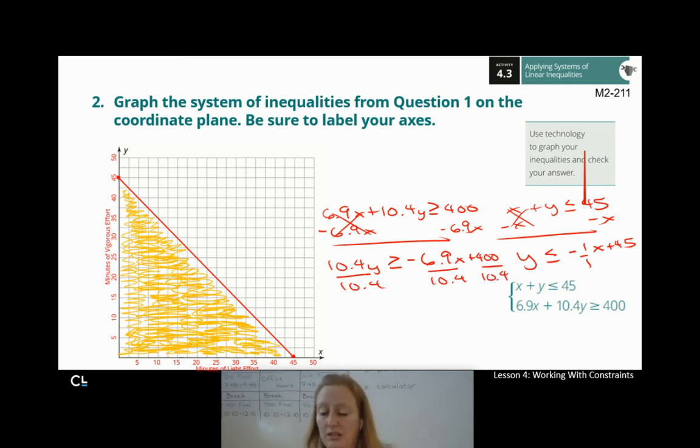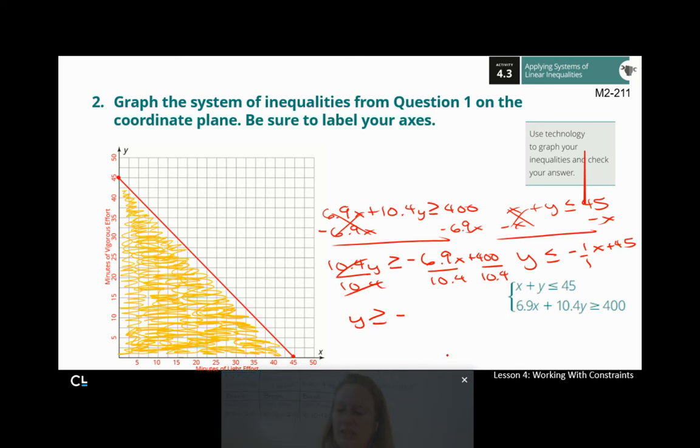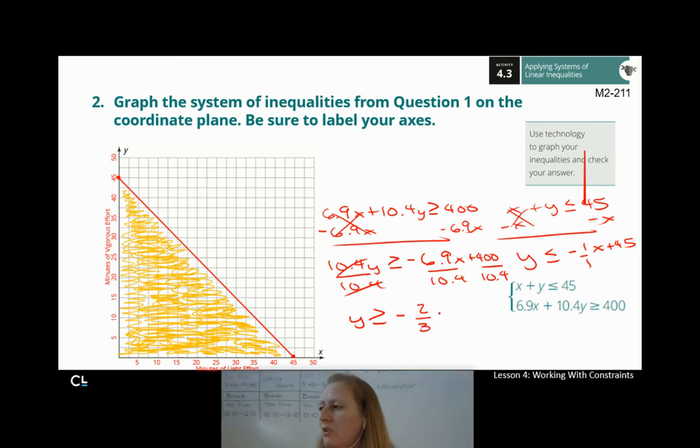I'm going to use a calculator. So I have y is greater than or equal to negative, let's see, 6.9 divided by 10.4. I usually like doing fractions. It's not perfect, but it looks like I get about negative 2/3 x. It's pretty close to that. 400 divided by 10.4 gives me about 38.5 approximately. It's not perfect. So my y-intercept is going to be just a little below 40.